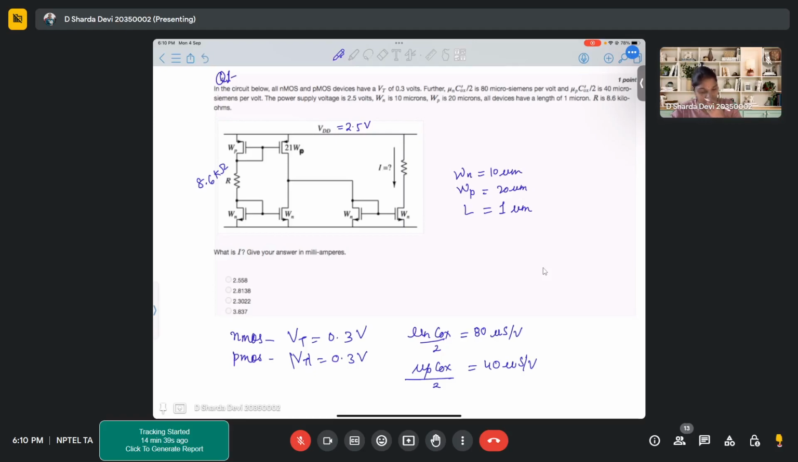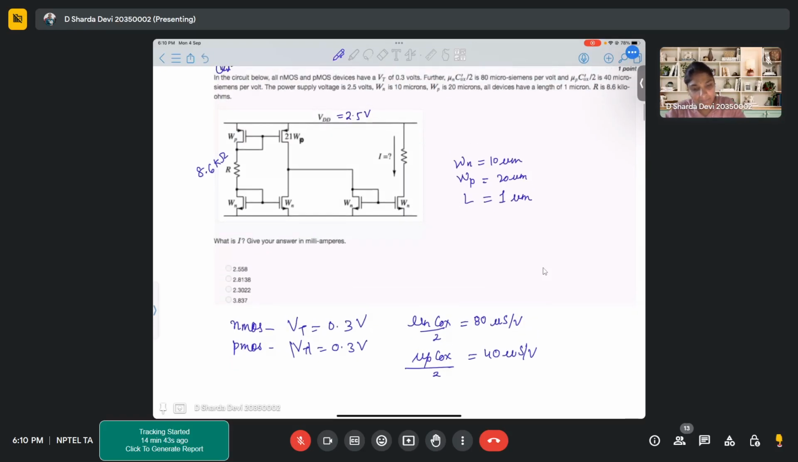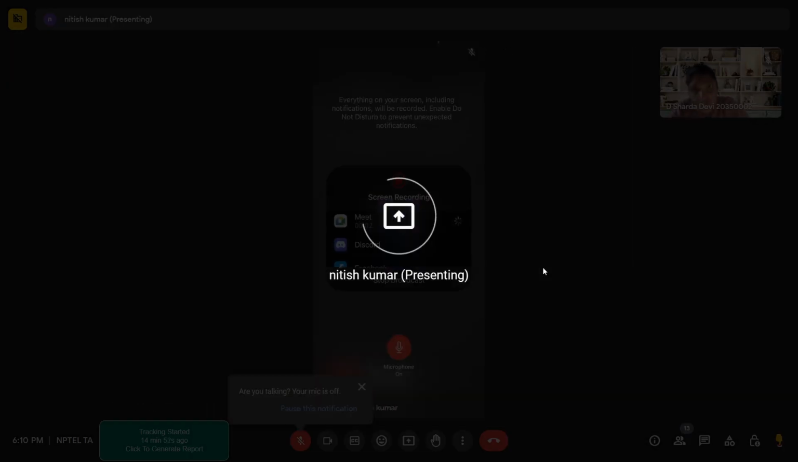Okay. So now, first of all, let's analyze this particular circuit. So in this circuit, what can we observe? So this is gate, drain, source.